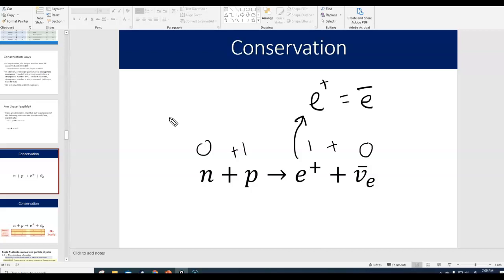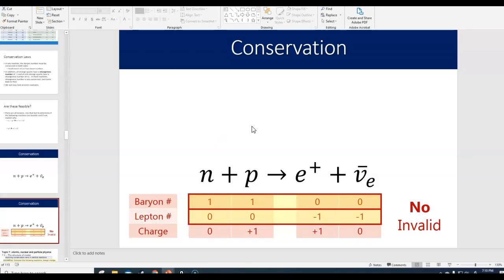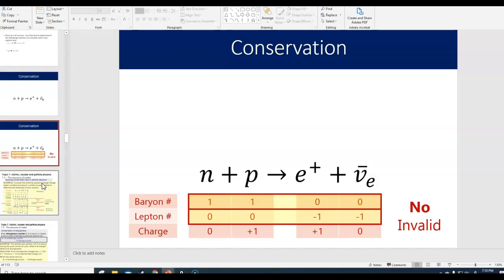Not only that, but you can say the same thing about lepton number, right? Because there are 0 leptons on the left-hand side and 2 anti-leptons on the right-hand side. So this reaction is double impossible because it violates conservation of lepton number and conservation of baryon number. So you would say this reaction is not possible because it violates those 2 conservation laws. And here you can see on this chart how the numbers don't match up on both sides.